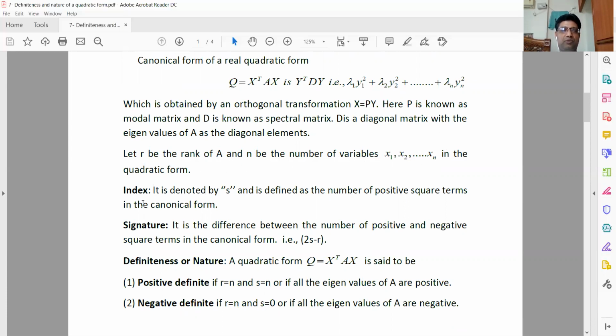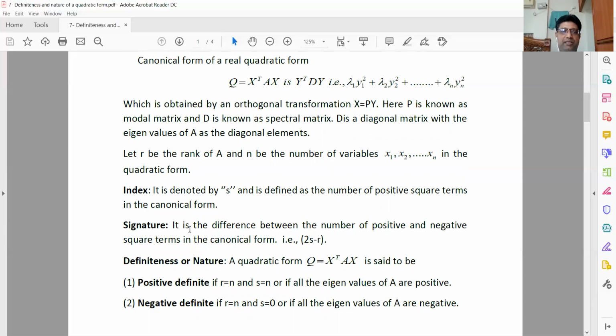Then suppose I want to find the index. The index is represented with the symbol S. What is it defined as? It is defined as the number of positive square terms in the canonical form. This is the canonical form. So in this canonical form, you have to see how many positive square terms there are. That number represents the index, which is represented with the symbol S.